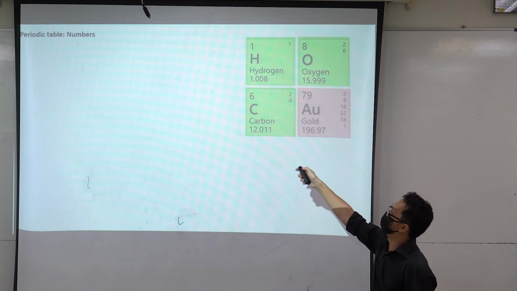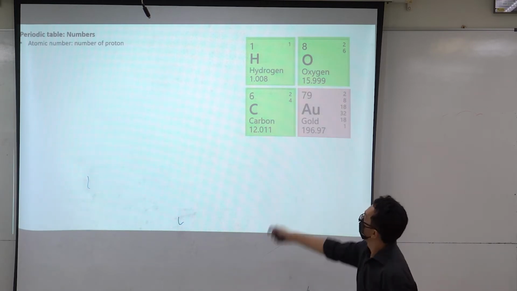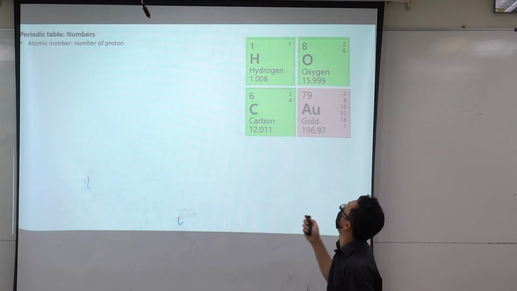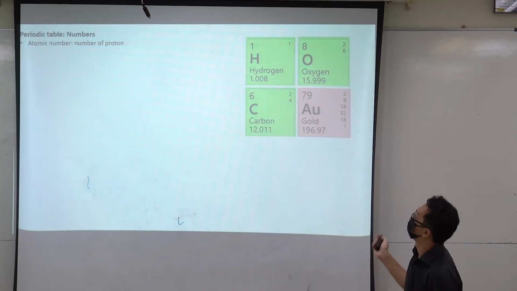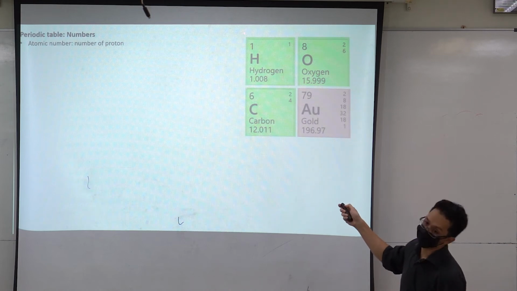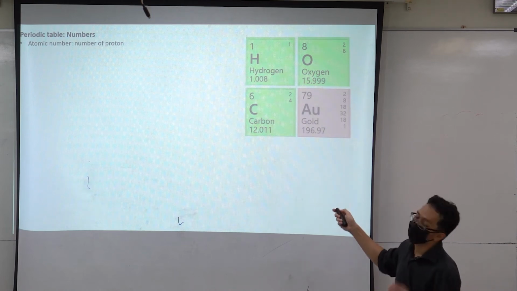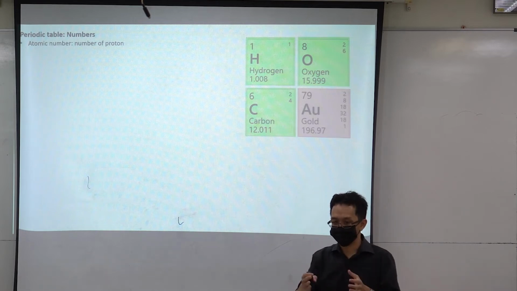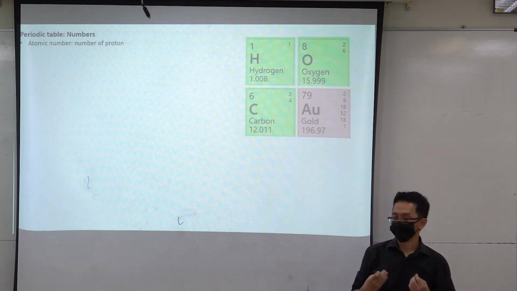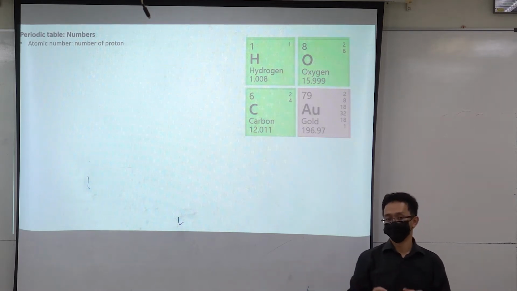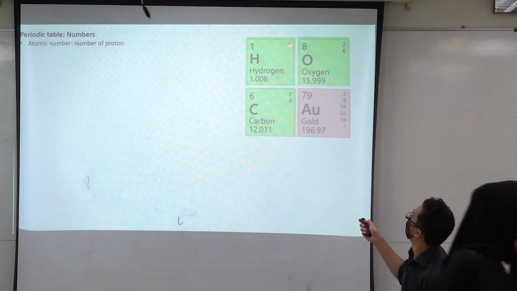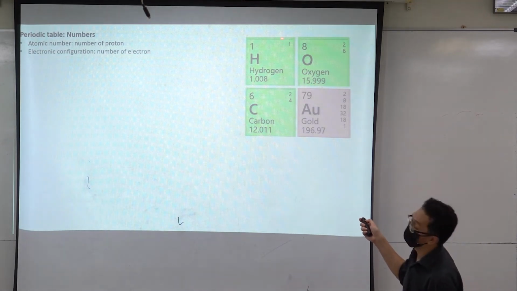This number denotes what we call the atomic number. For example, atomic number 1 is basically hydrogen and so on. 8 is for oxygen and so on. So that is the number of protons inside the nucleus, and the number of protons and the number of electrons should be equal in order to make the charge of the atom neutral. So that's why you see here, this is the number of electrons.